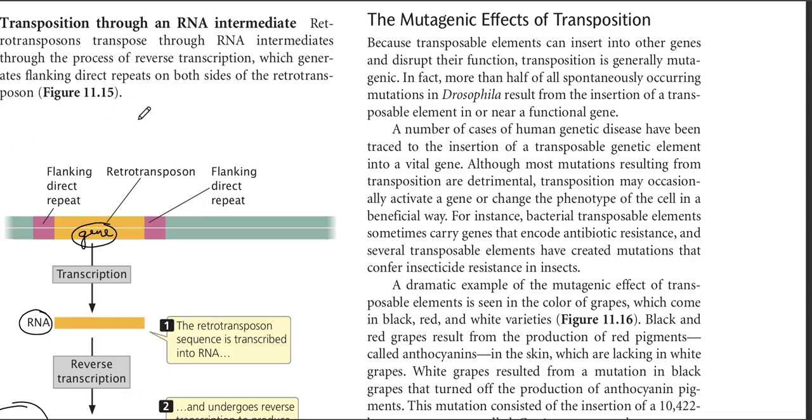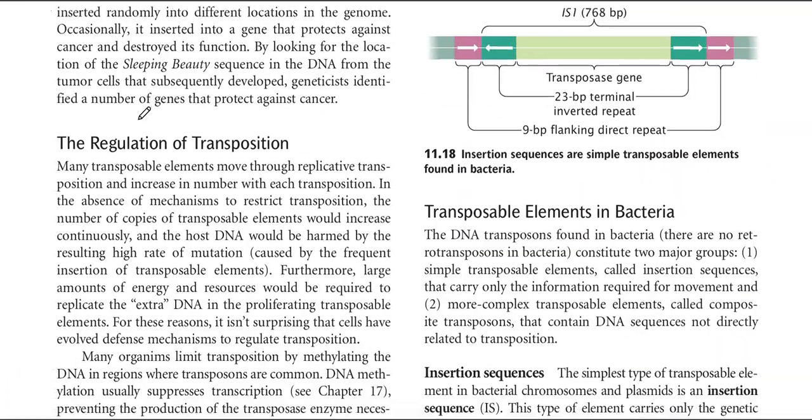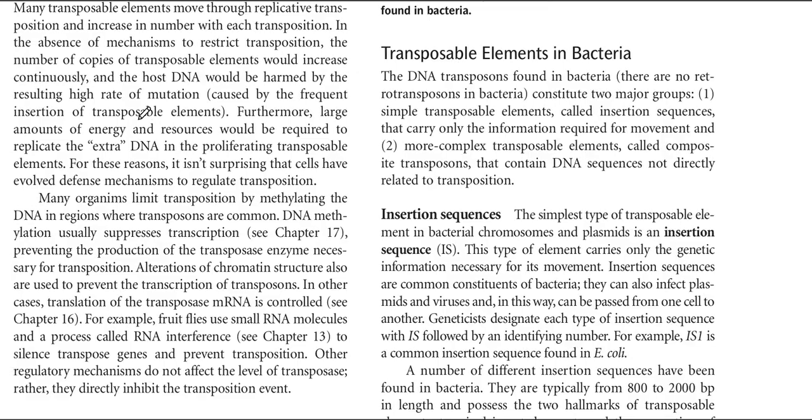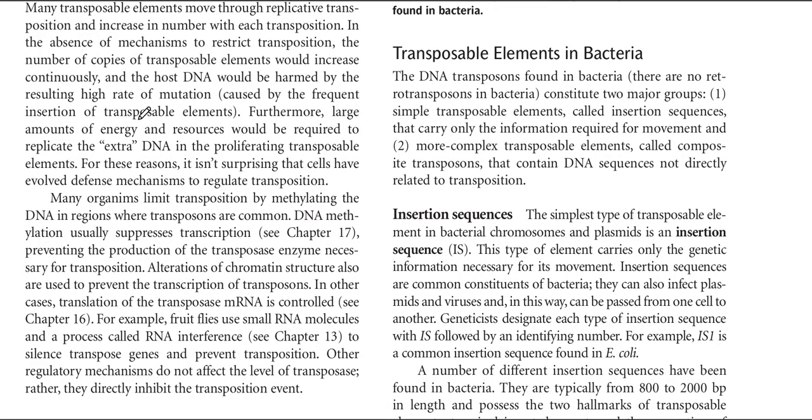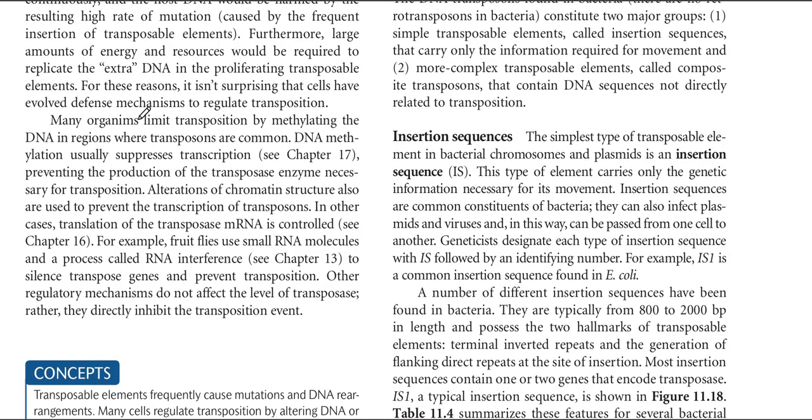Now we have to talk about the transposable elements. We have to talk about the case of bacteria, then the case of maize, Drosophila and humans. So first of all, let us talk about the transposable elements in the bacteria. One thing that is very common is that the type of transposons found in bacteria are DNA transposons. Now in the bacteria there are no RNA transposons found, meaning there are no retrotransposons found inside the bacteria.